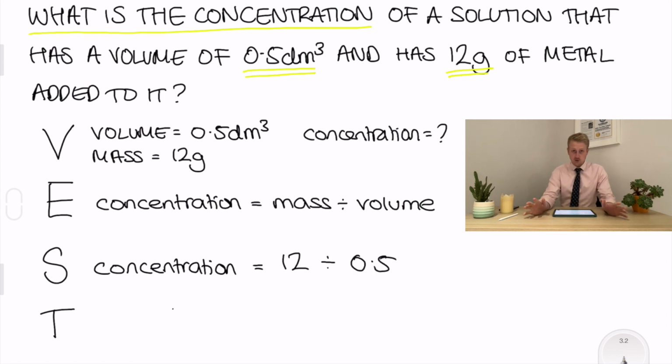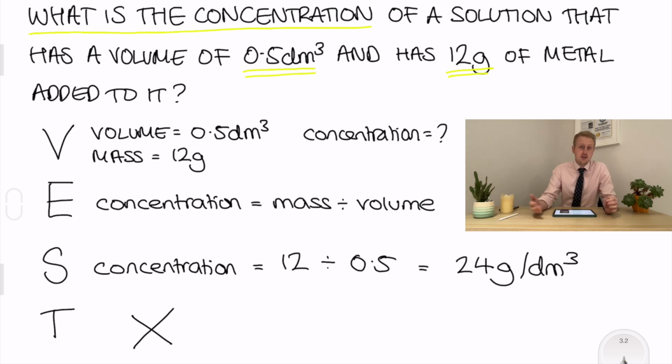We don't need to transform here. It's not needed, okay? Because you could put 12 divided by 0.5 into a calculator and it gives you 24, and the unit is grams per decimeter cubed, okay?